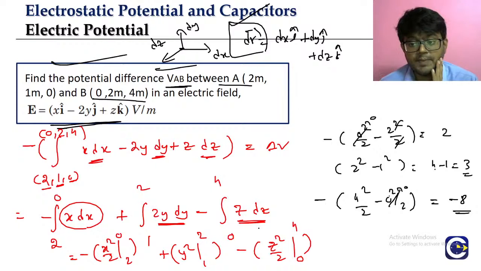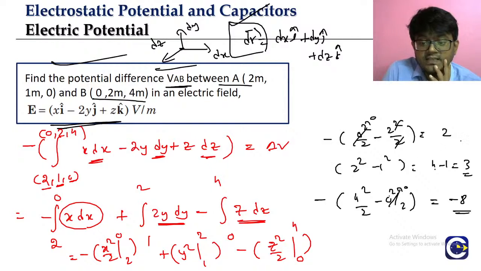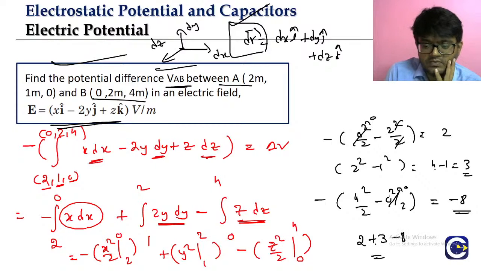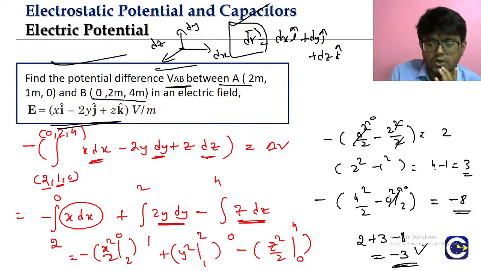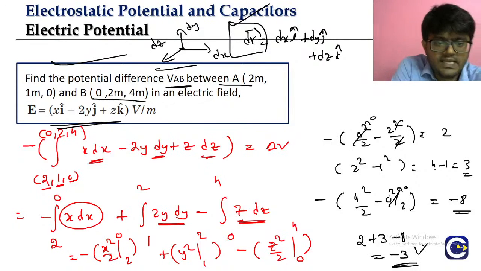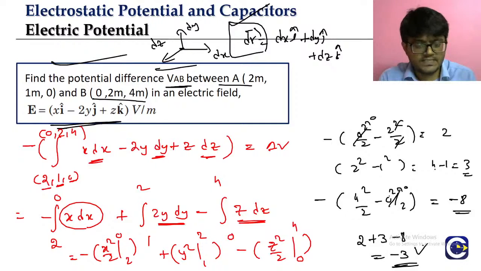Okay, so now look, what do we have as the total potential difference? We just add these three terms. What is it? 2 plus 3 minus 8, that is minus 3 volts. So the value of the potential difference VAB will be minus 3.